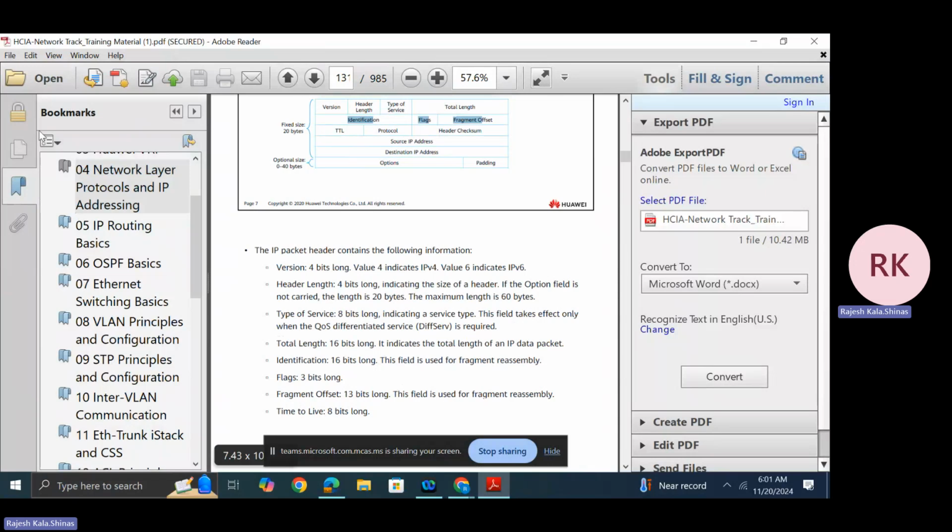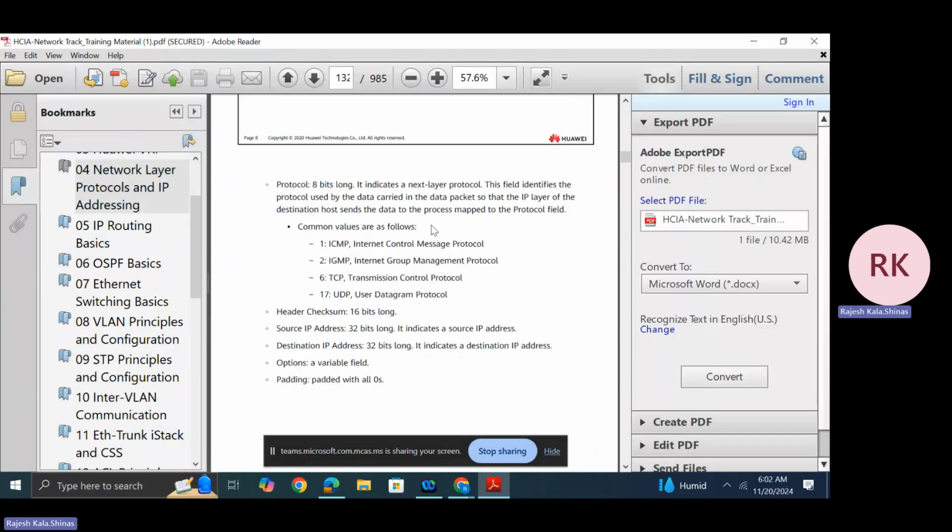Next is the layer 3 protocol field. What is the protocol used? The protocol field indicates which protocols the packet will be processed by. What types of protocols are there? Here we have the ICMP protocol processing the packet, IGMP will process the packet, then TCP, UDP. All these protocols will be processing the packet.